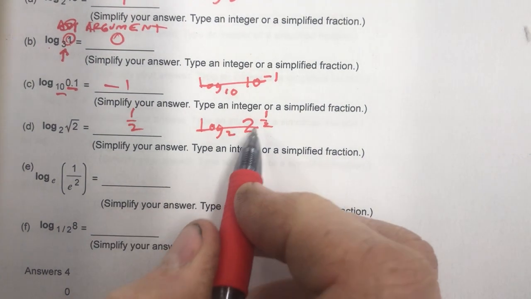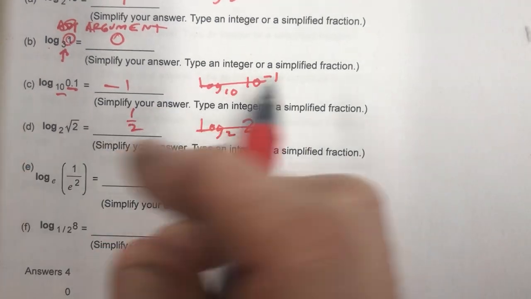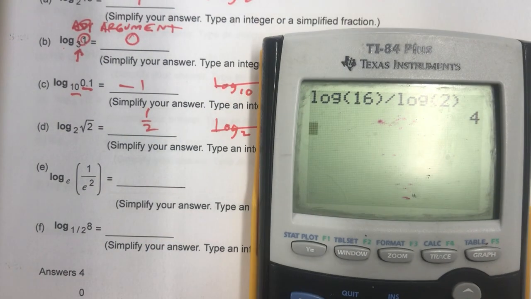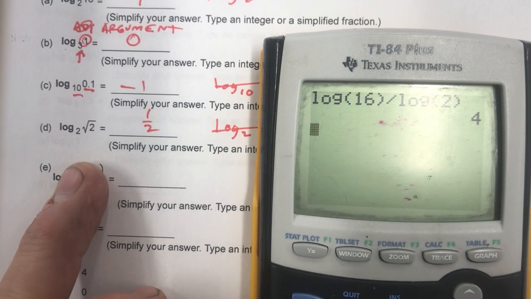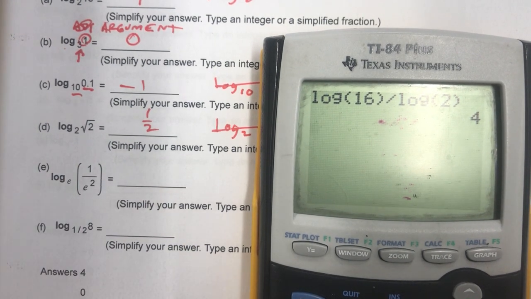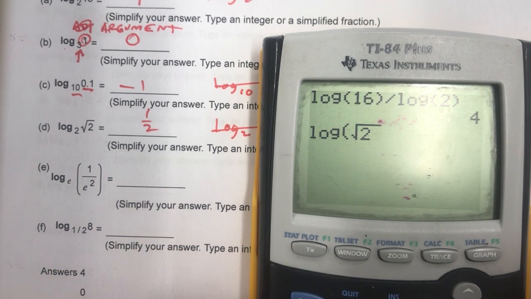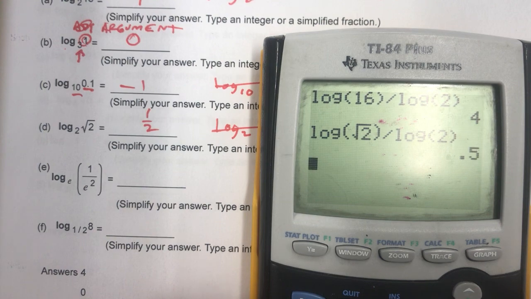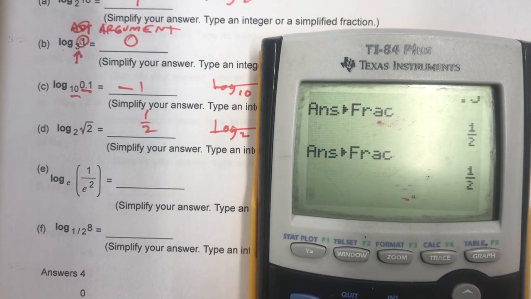And if you don't know how to do this, if you don't know that it's 2 to the 1/2 power, you can just type it in the calculator. Like I said, on this one, using the number 4 property, I'm going to do log of the square root of 2, put it in parentheses, divide by log of 2. And you see there's 0.5, which is 1/2.